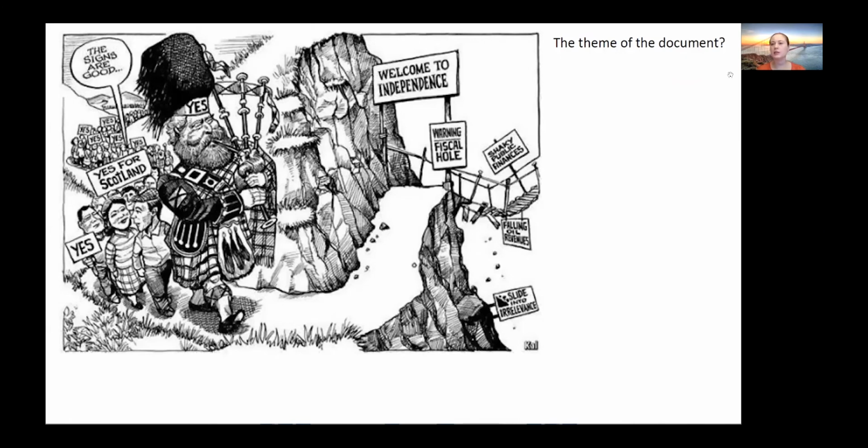The second thing you need to do is wonder what is the theme of the document. In this example, the answer is quite obvious. If you have a look at the various signs here, you have one sign saying welcome to independence, another is yes for Scotland. So of course you can deduce that the theme of the iconographical document here is the Scottish referendum, which took place on the 18th of September 2014.